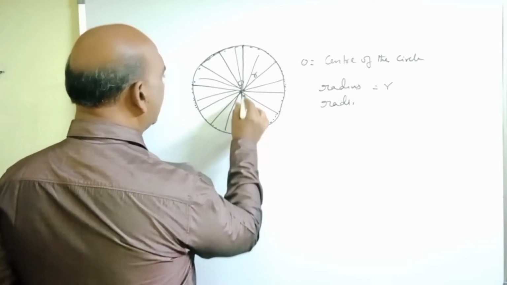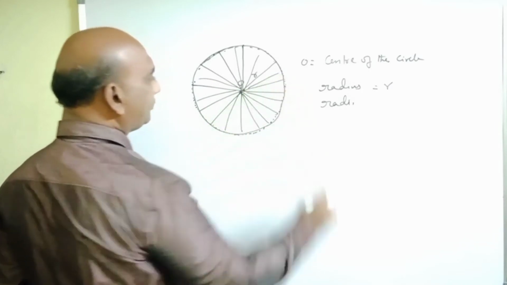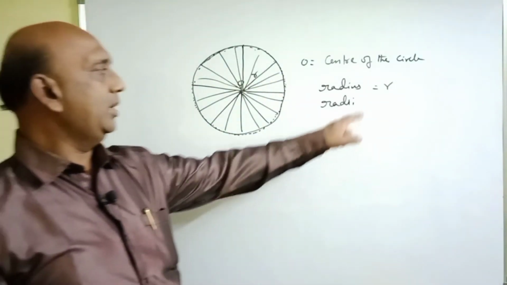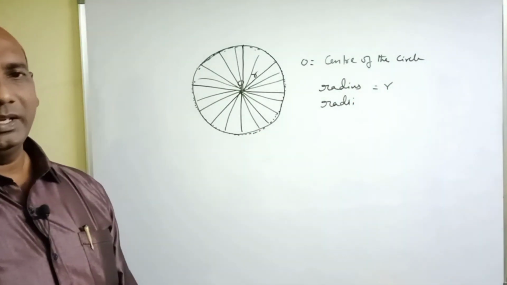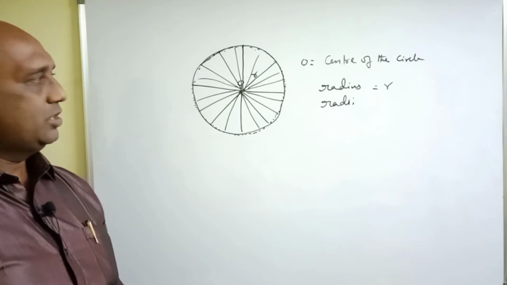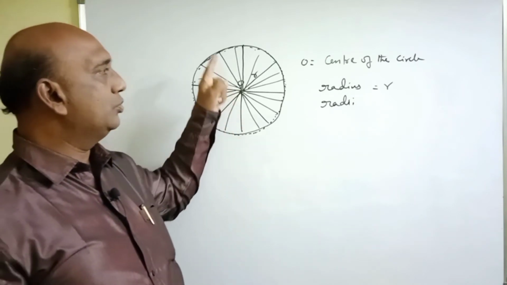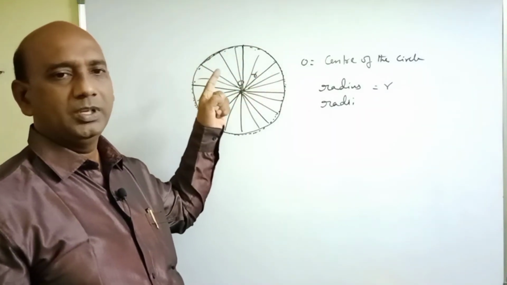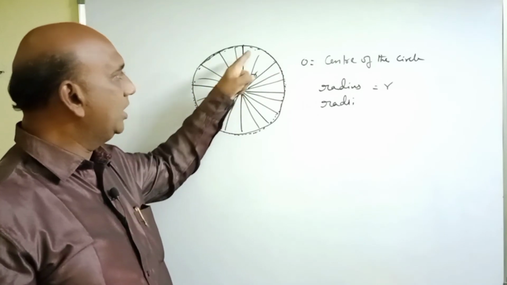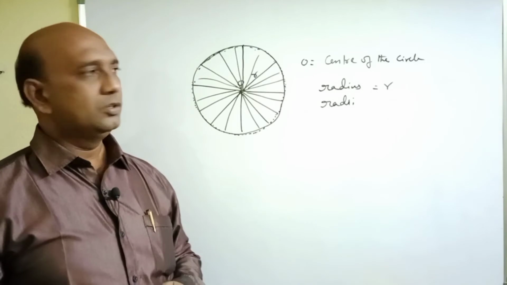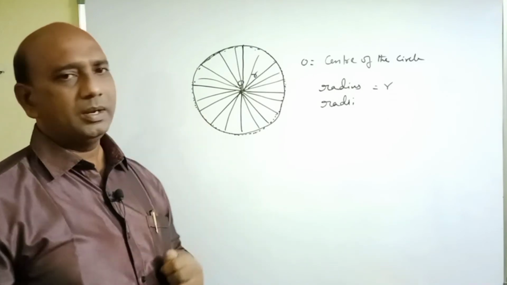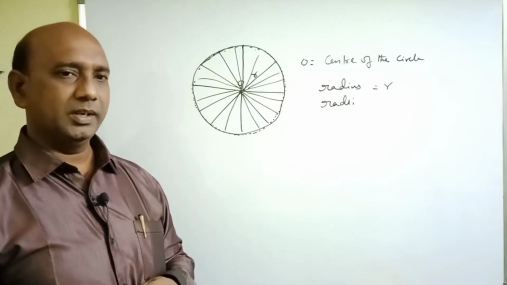Radius means singular, radii means plural. Radius is denoted by R. Therefore, the definition for radius is the distance from the center of the circle to any point on the circle. From the center of the circle to any point of the circle is called the radius of the circle. So, we can draw an infinite number of radii to a circle.